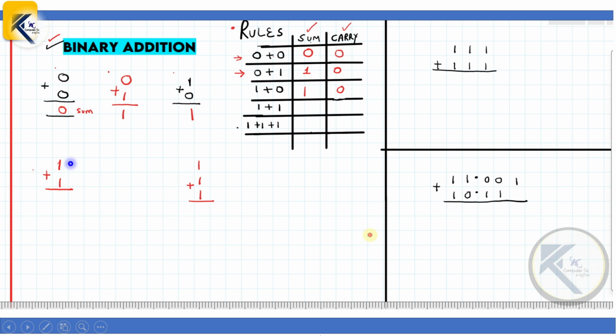Now if you add 1 plus 1, see, in the decimal number system, if you add 1 plus 1, we get the answer 2. Now what is the binary code for 2? Yes, it is 1, 0. That means if you add these two ones in binary, you will get this answer 1, 0. But how to write it? This least significant 0 will be written in the sum portion, so here we will write 0, and this most significant bit 1 will be taken as carry to the next column. So here 1 plus 1, sum is 0 and carry is 1.